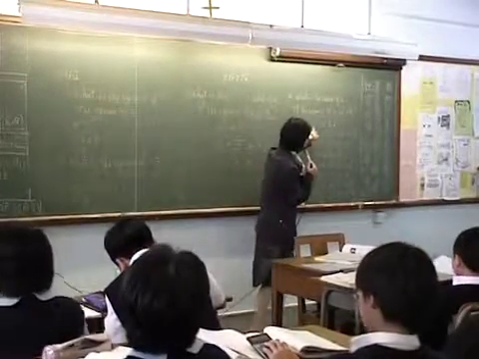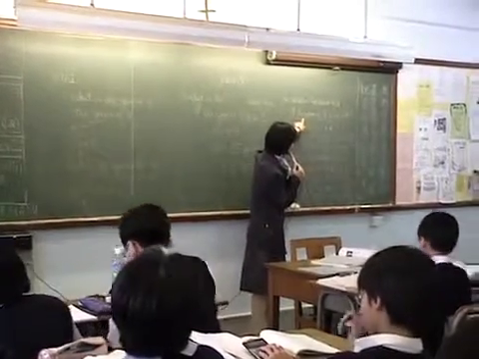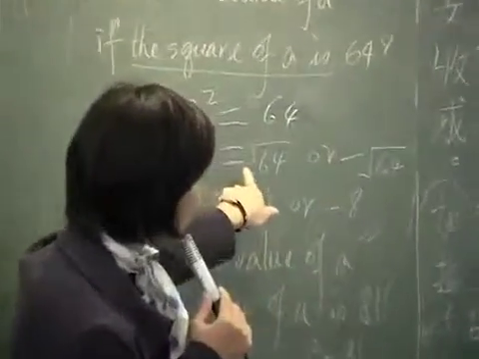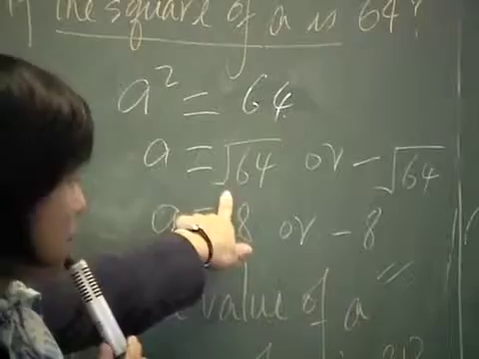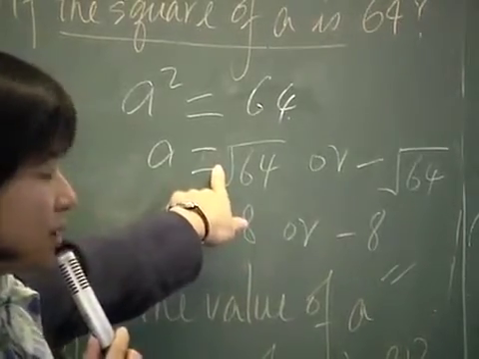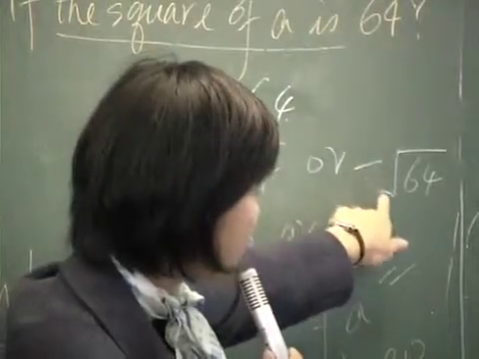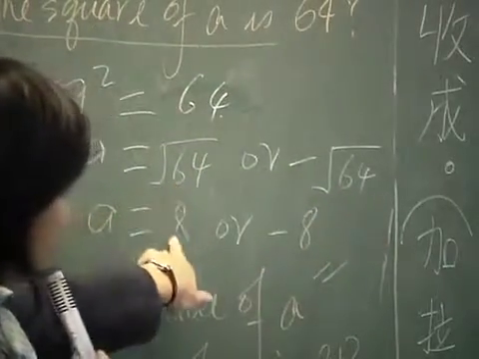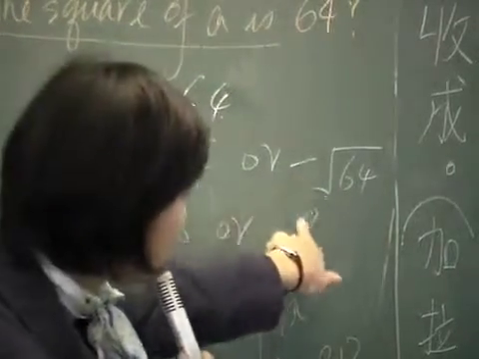You write this equation to express this condition. So the square of a equals 64. So a equals the square root of 64, to represent a positive value, or negative square root of 64. So this you can find the answer is 8. This you can get the answer negative 8.